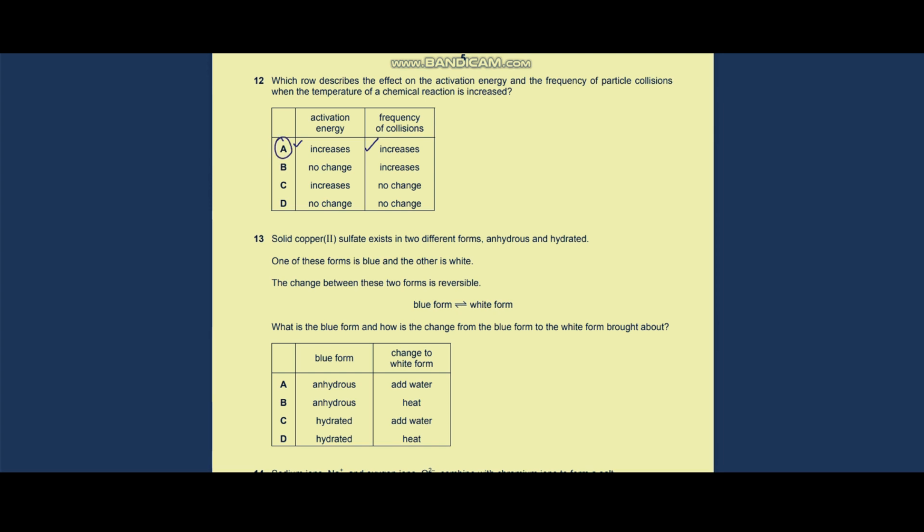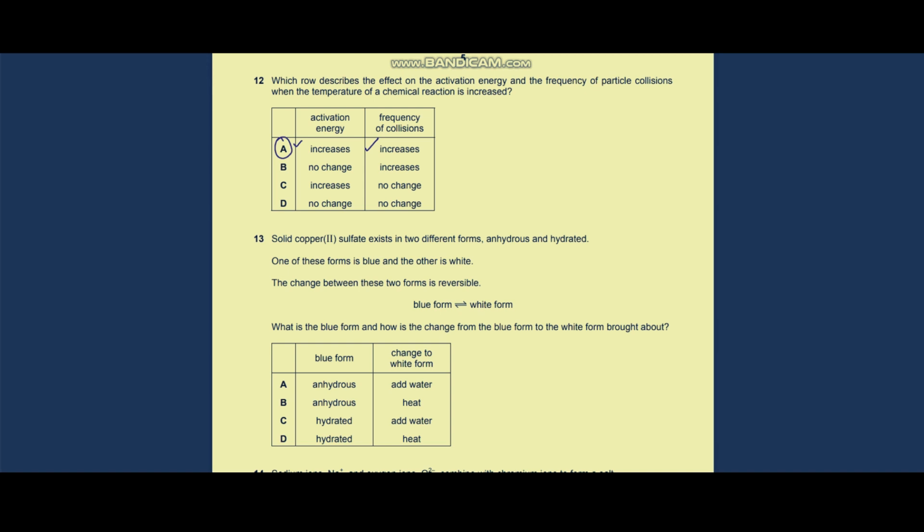Solid copper 2 sulfate exists in two different forms, anhydrous and hydrated. One of these forms is blue and the other is white. The change between these two forms is reversible. So blue form changes to white form. What is the blue form and how is the change from the blue form to white form brought about?